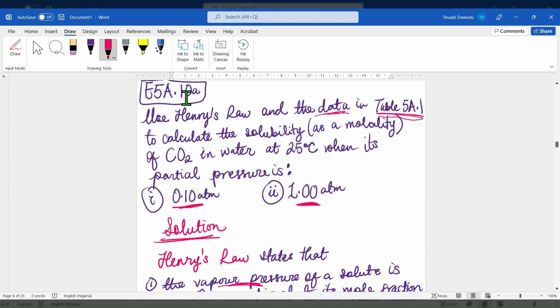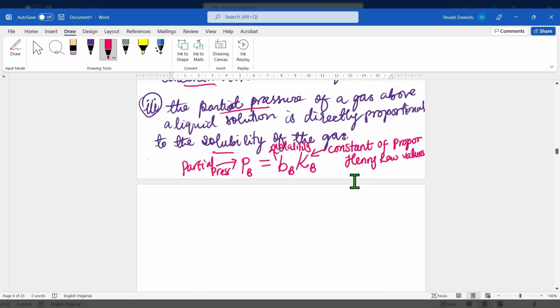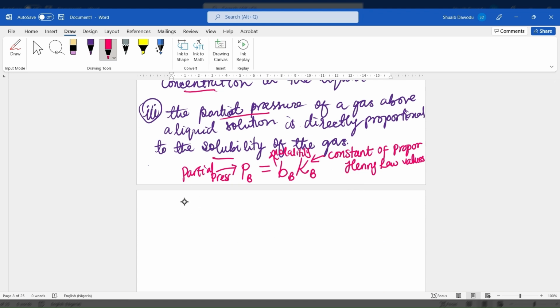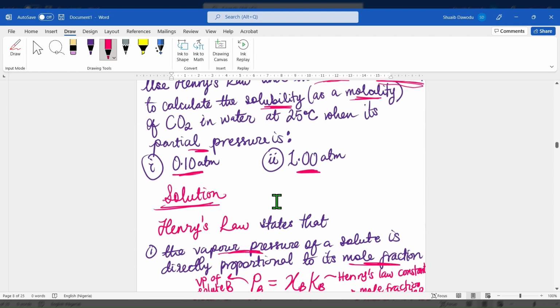Now, if you go back to the question, you can determine which Henry's law formula you're supposed to use. We're told to use Henry's law and the data in 5.8.1 to calculate the solubility as a molality of CO2 in water at 25 degrees when it's partial pressure is given. So we are going to be using the second formula. The partial pressure is just simply P sub CO2, because in this case, CO2 is the solute that we're dealing with. Remember, they said CO2 in water. That just means CO2 is the solute and water is the solvent.